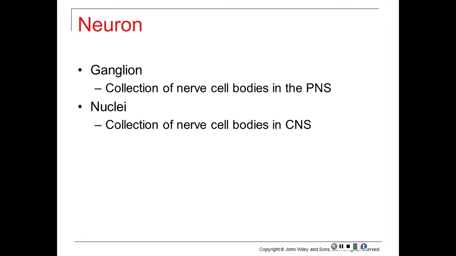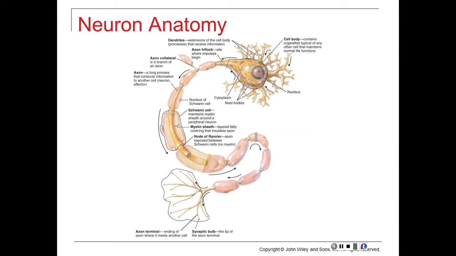A ganglion is a collection of cell bodies that are within the peripheral nervous system. A nucleus is a collection of cell bodies in the central nervous system. So when we're talking about nuclei in the brain, we are talking about cell bodies. When we're talking about a ganglion in, say, the peripheral nervous system in the abdominopelvic cavity, for example, we're still talking about a group of cell bodies. It's just the location that's going to differ.